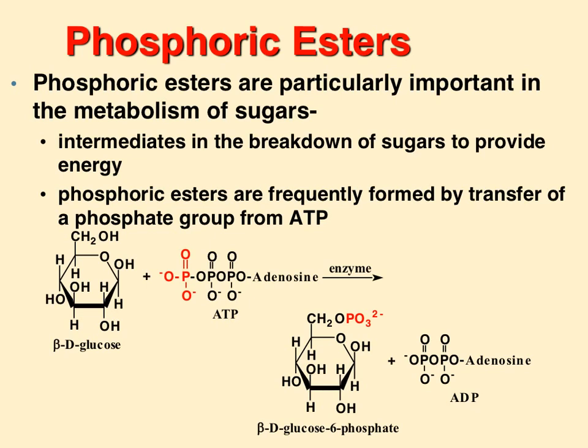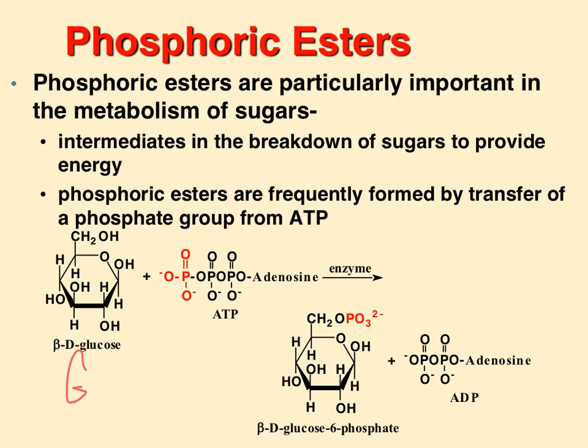There we go. All right, then we have the phosphoric esters. These are really important for the breakdown. We're going to see this glucose 6-phosphate. You're going to hear about it a lot next semester, where they like to use different types of abbreviations. The sugars themselves have abbreviations as well.